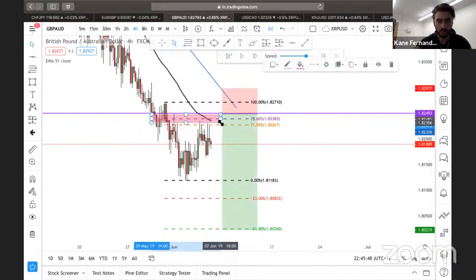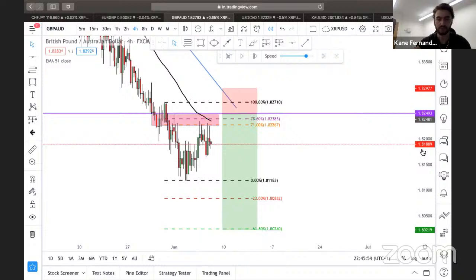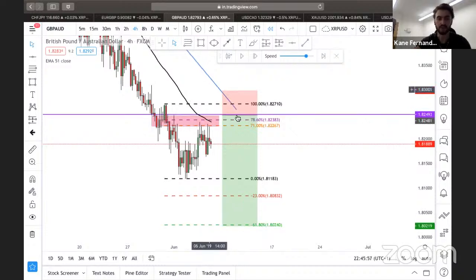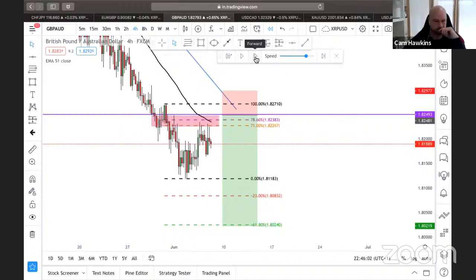It's already had lots of rejections anyway. So if I can see a wick up into this zone, I'll probably enter it already, because you can see on the 4-hour time frame multiple rejections. So if it can wick up back into the zone, I'll probably enter.